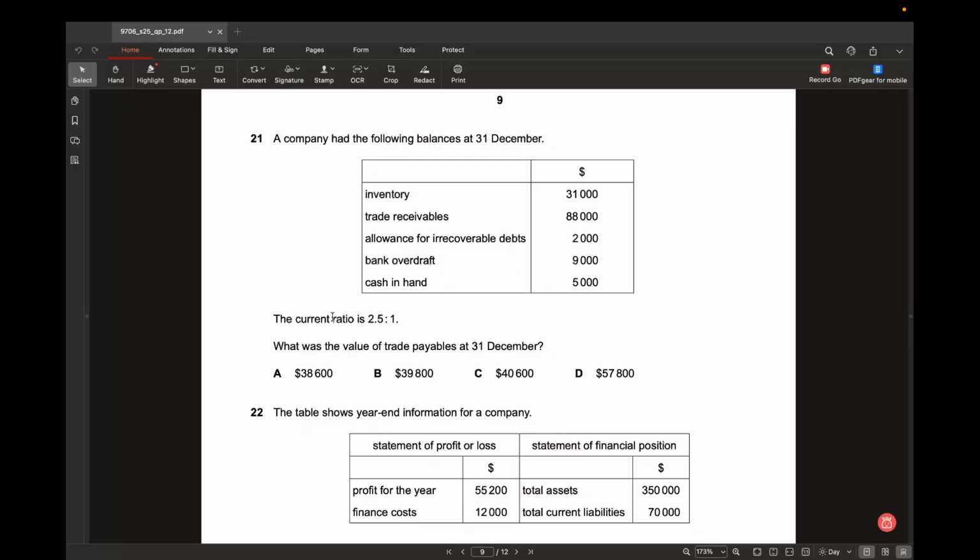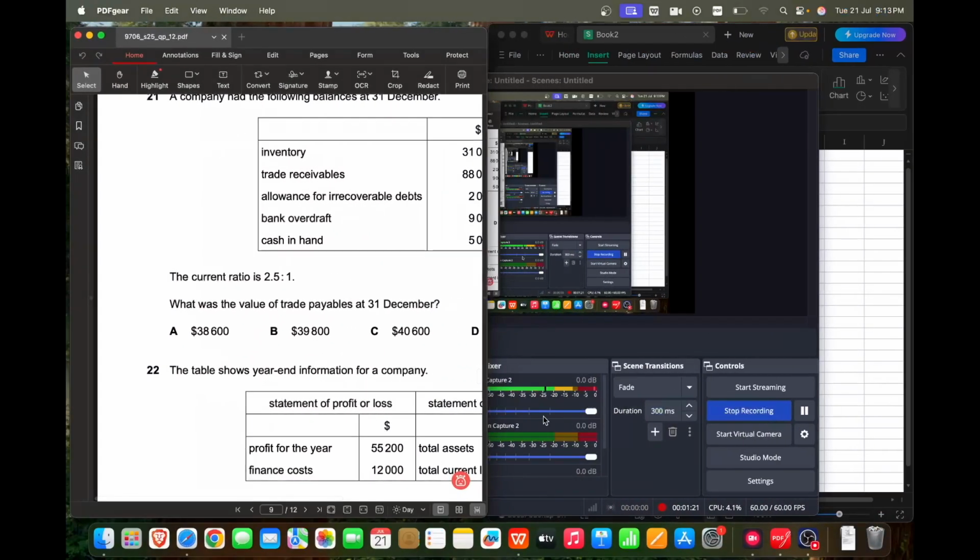So how do we calculate the current ratio? The formula is current assets divided by current liabilities. On 31st December, this is the list of current assets and liabilities we have, but in this list, trade payable is missing. If we find that missing figure, that is our trade payable amount. Now let's start with that.